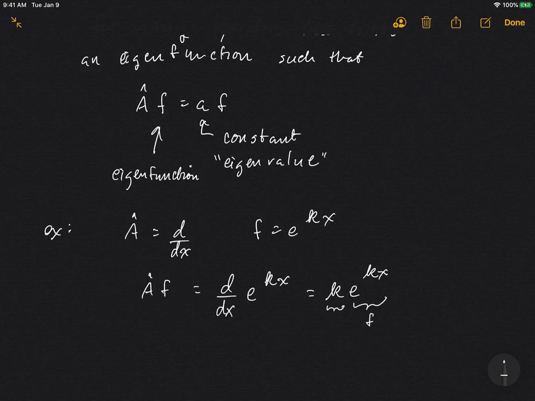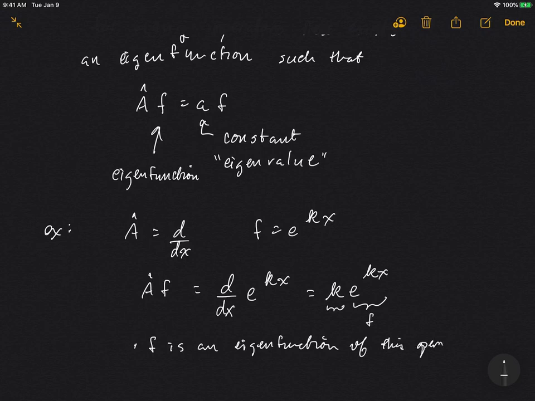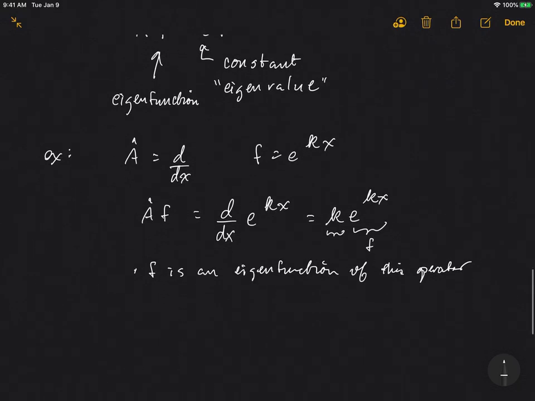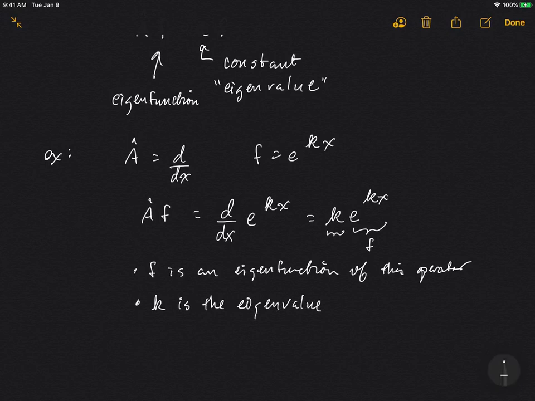So we could say that f is an eigenfunction of this operator. It may not be an eigenfunction of a different operator. So eigenfunctions are always defined in terms of an operator. So it's an eigenfunction of this operator, and we say that k is the eigenvalue, where we assume k is some constant.